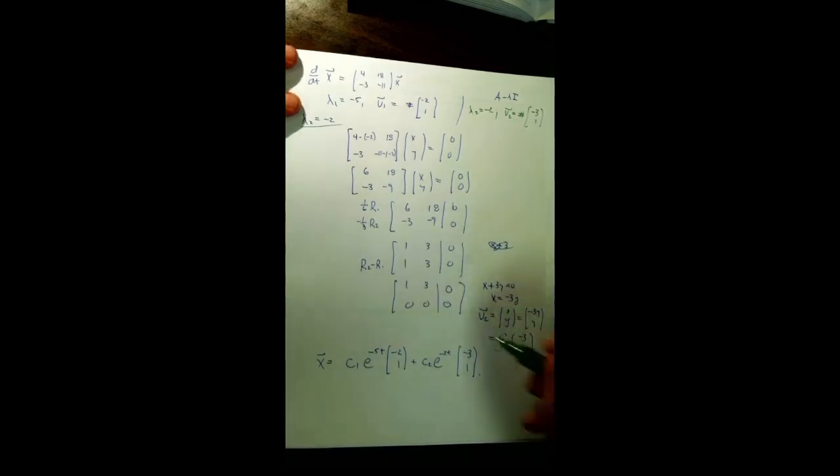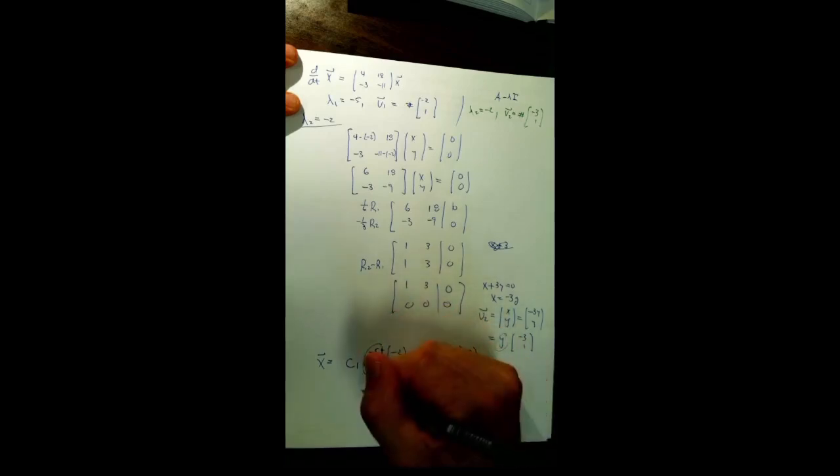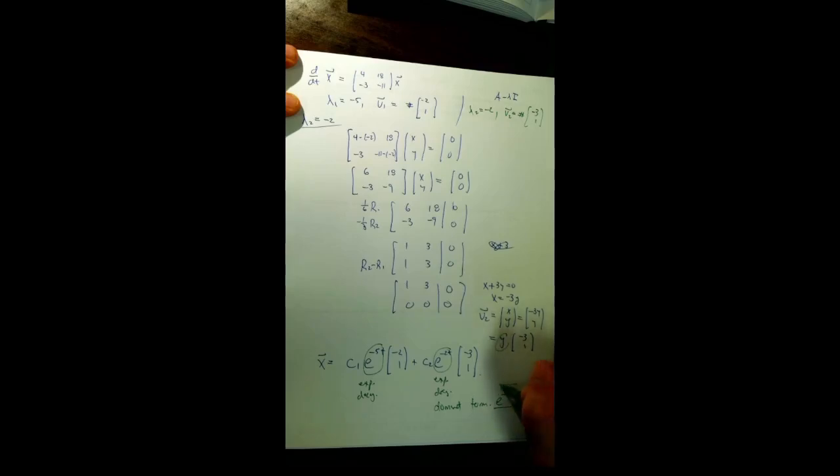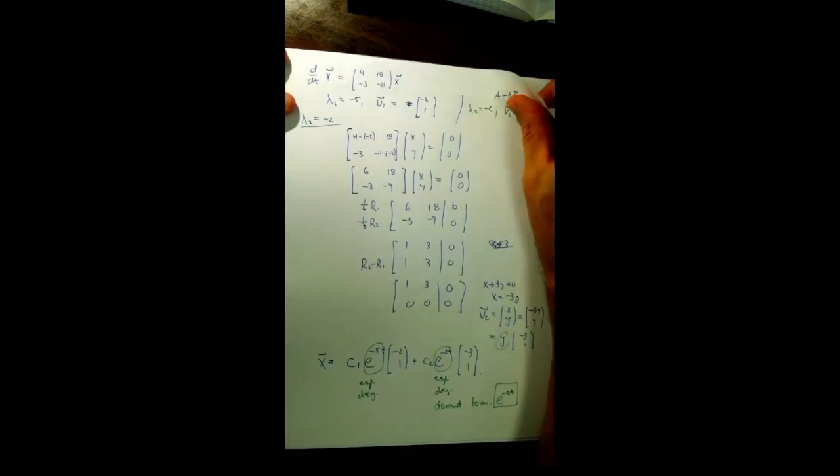Okay, note, this is exponential decay. This is exponential decay, but minus 2 is bigger than minus 5, so my dominant term is e to the minus 2t. So the solution is going to decay like e to the minus 2t.